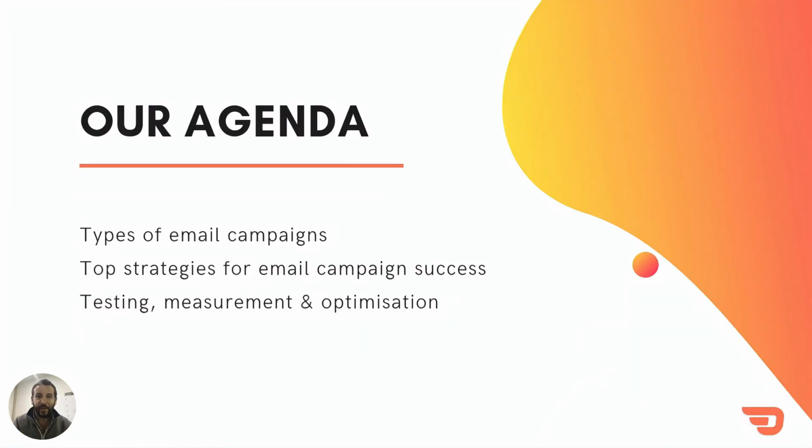Let's explore them together. Now, in this video, we're going to look at a couple of key things. We're going to start by looking at the types of email campaigns that you can use. We're going to look at the top 10 strategies for email campaign success. And we're also going to look at some ideas around testing and measurement to enable ongoing optimization of your email campaigns. Let's explore them together.